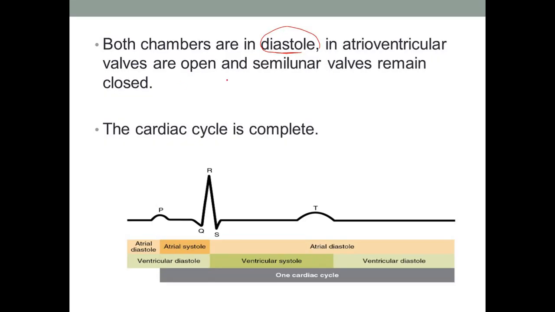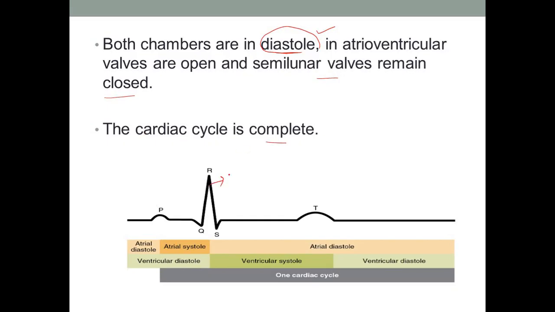The atrioventricular valves open and the semilunar valves remain closed so that the blood from the atrium can enter the ventricle. But the semilunar valves remain closed so that blood does not enter the aorta and the pulmonary artery. Now the cardiac cycle is complete.